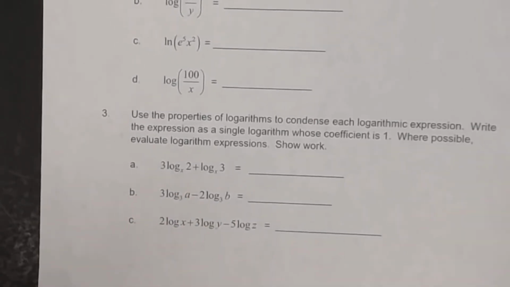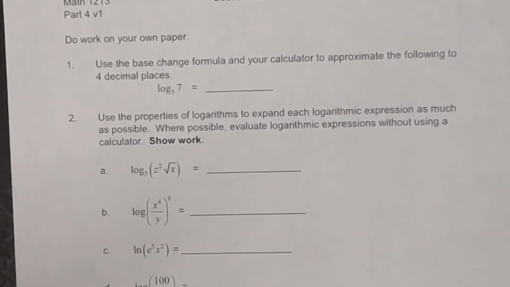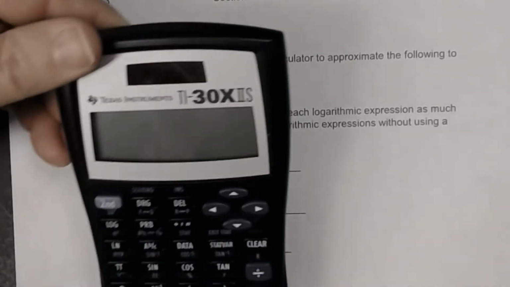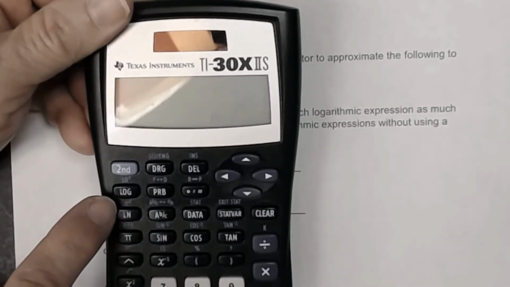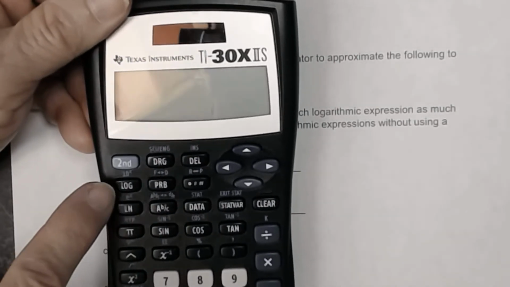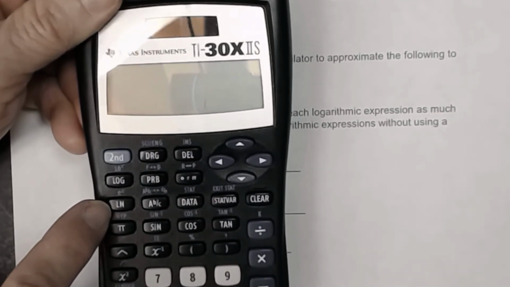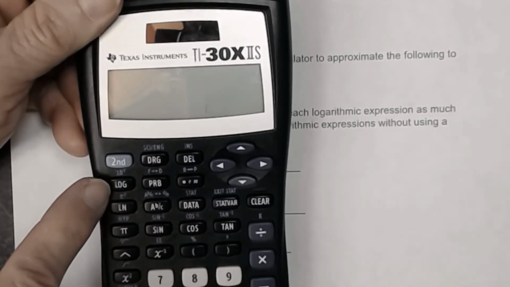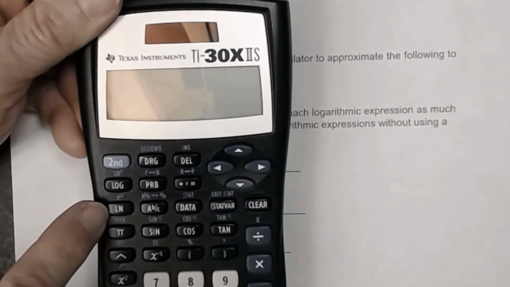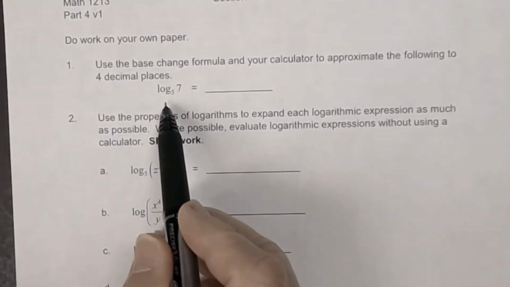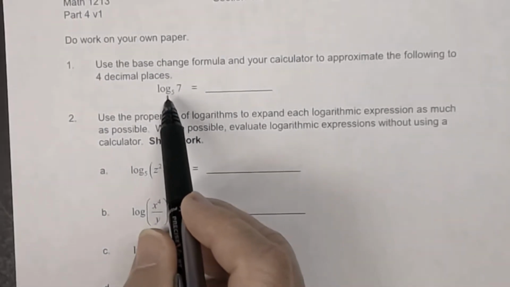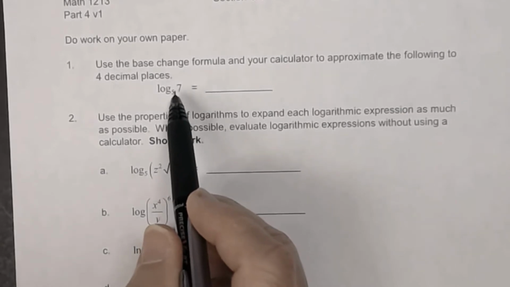Okay, so in number 1, you're asked to use the base change formula in your calculator to approximate the following to 4 decimal places. All right, so if you recall, your calculator only has log and natural log. The log function here is base 10, and the natural log is base e. So this is your common logarithm, this is your natural logarithm. Notice that in number 1, the base is neither 10 nor e. The base is 5.